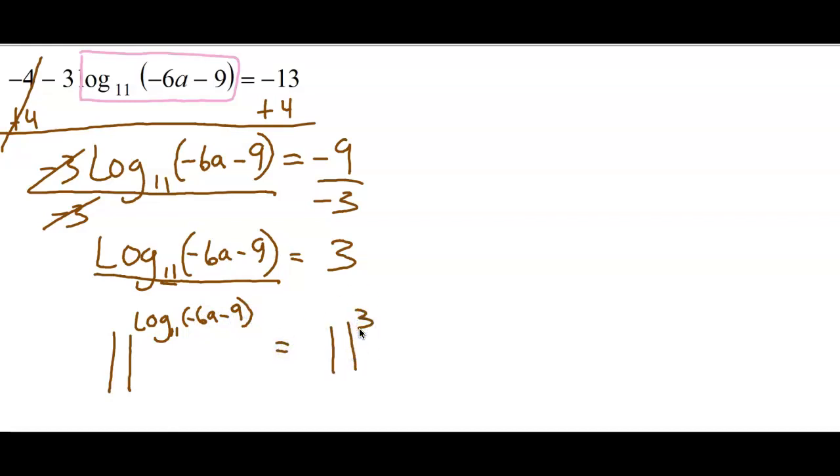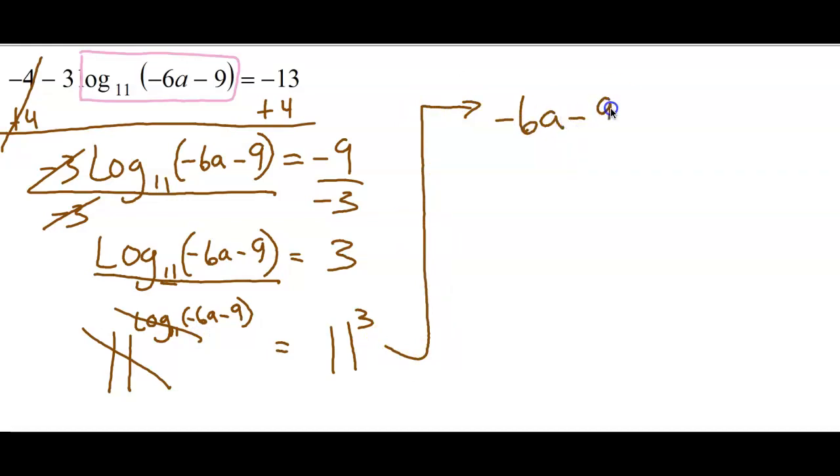Okay, and the reason we do this is because now this and this will cancel, leaving us with negative 6a minus 9 equals 11 to the third power. So whenever you get a number like this where it's really big, they will probably just leave it as 11 to the third. So that's what I'll do in this case, but they may not.